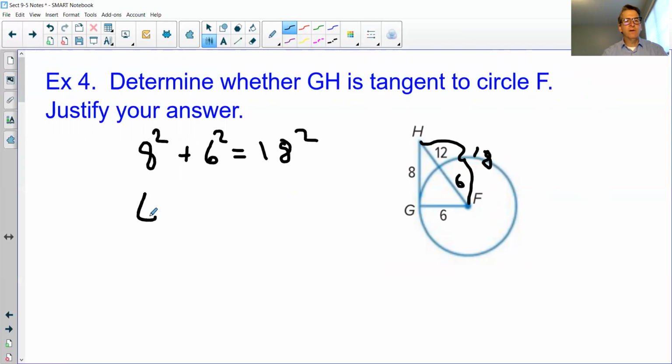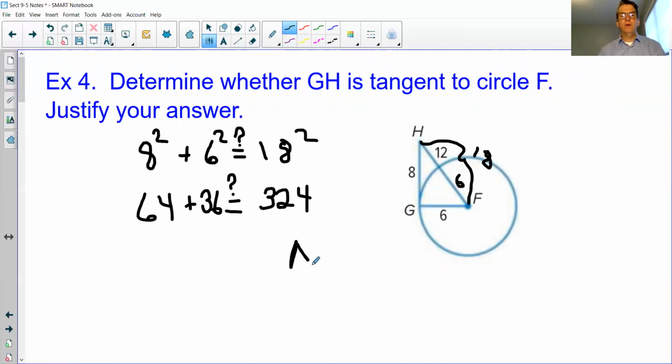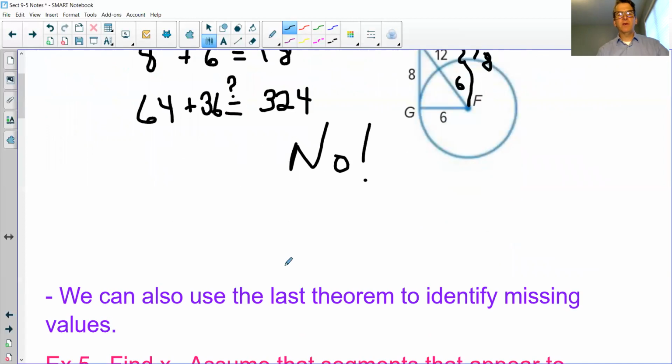And so 64 is 8 squared, 36 is 6 squared, and we're checking to see, I'll put a little question mark there, if that is equal to 18 squared, which is 324. And that is not. 64 plus 36 is not equal to 324. So your answer there for example 4 would be no. So take a look at those types of examples in some upcoming work.